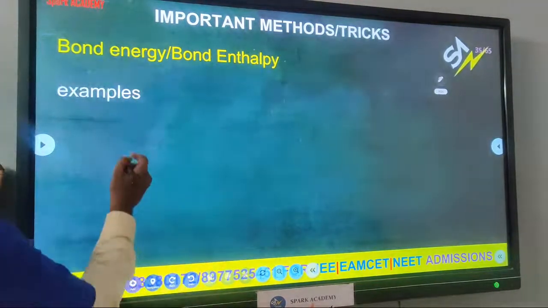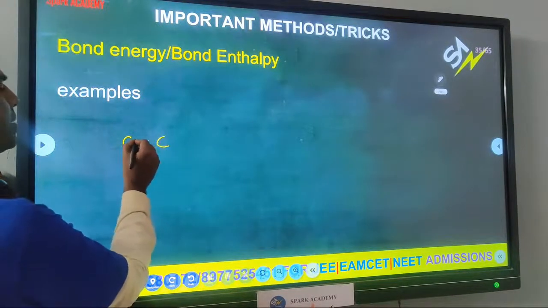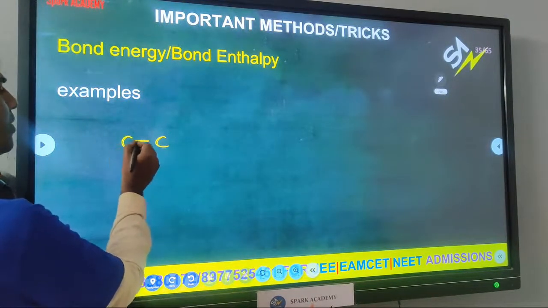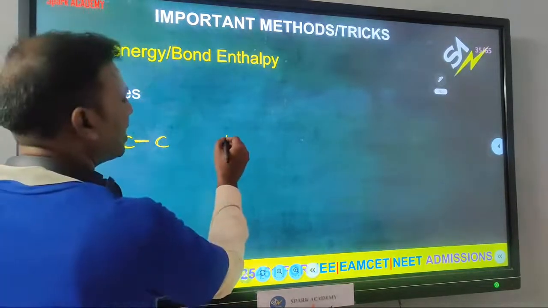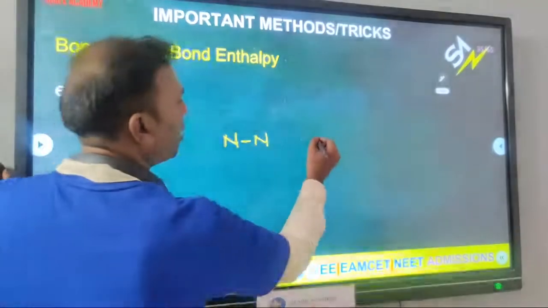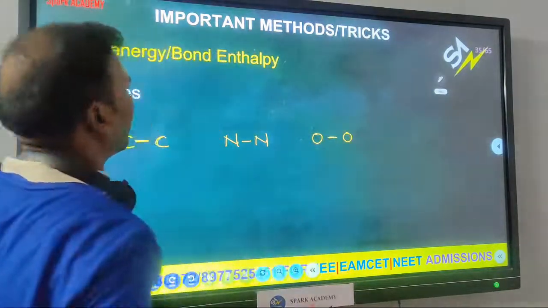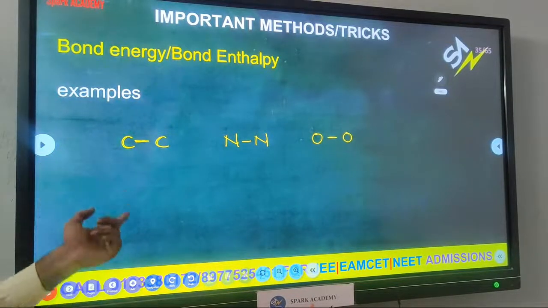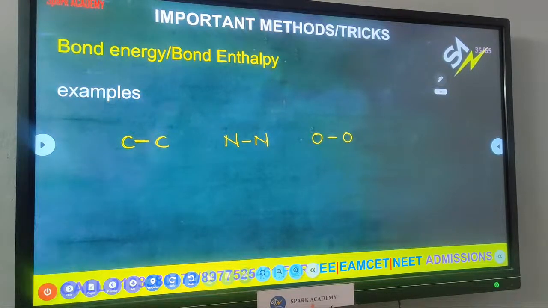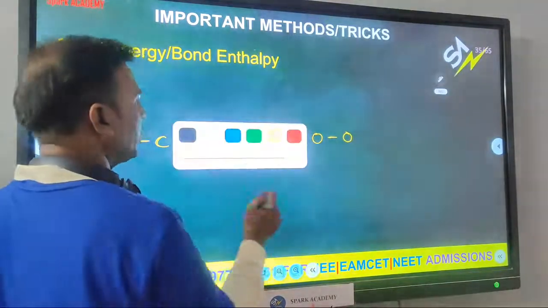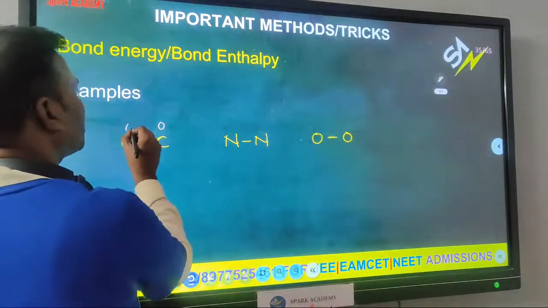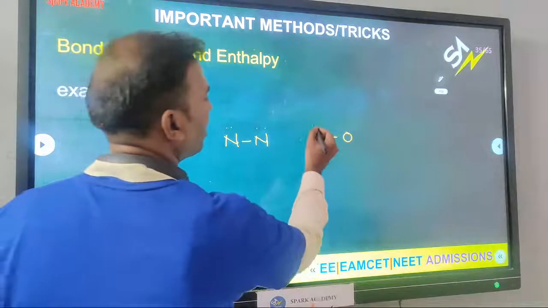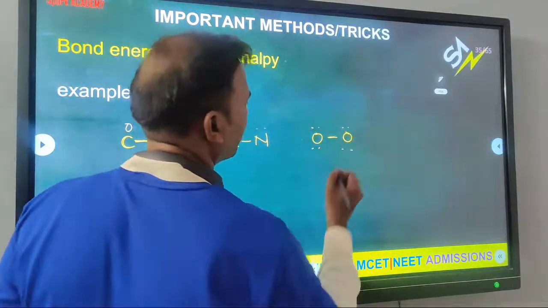So we see one more example, the bond between carbon, then the bond between nitrogen, and the bond between oxygen. What about the number of lone pairs in carbon? 0. Nitrogen, number of lone pairs? 1. Every nitrogen contains 1 lone pair. In the case of oxygen, 2 lone pairs on each atom, 1, 2, 3, 4 in this way.